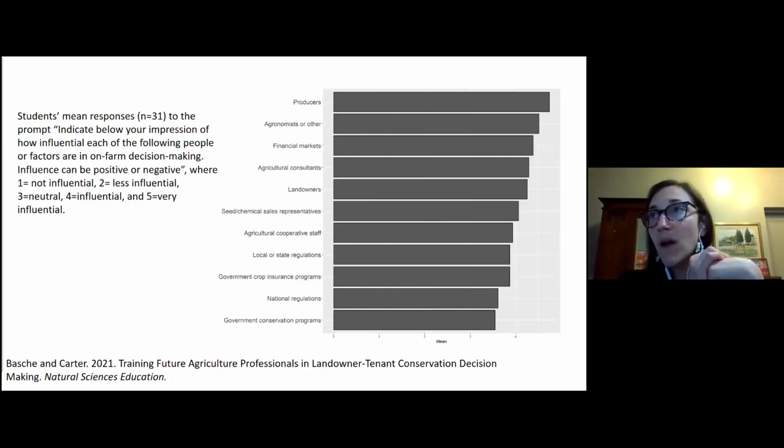But they came out right at the top here in terms of who is the most influential in decision-making: producers, then agronomists or consultants, and markets really being important before we get down to landowners. I think that is a really common perception. It is predominantly who we're talking to. It tends to be the white male operators, and that's the majority of operators and landowners in our country.